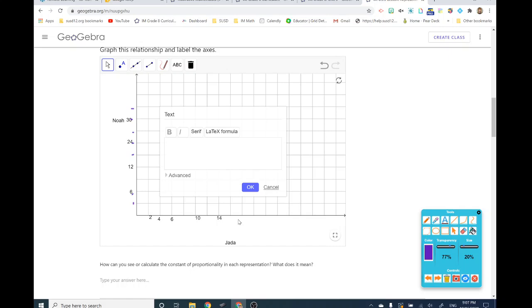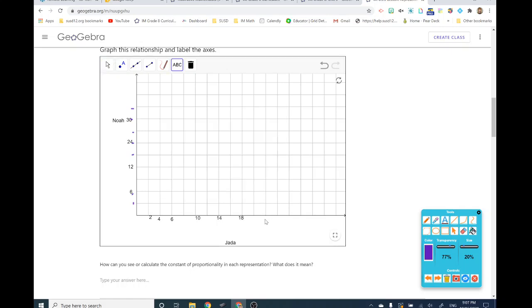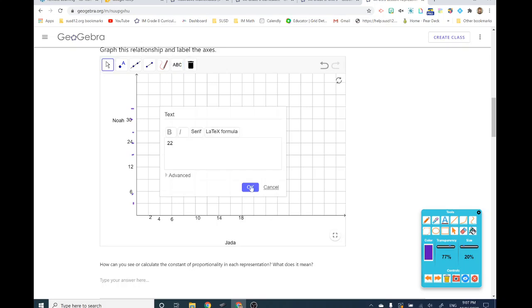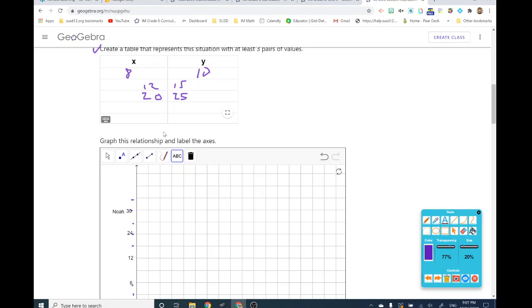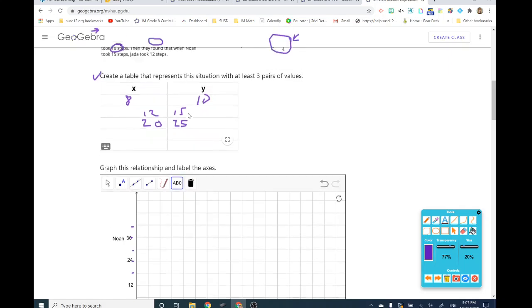Okay, 14 plus 4, that's 18. That's what I meant. And then this next point is 22. Let's stop there. That's enough for our scale because Jada's maximum data point is only 20.